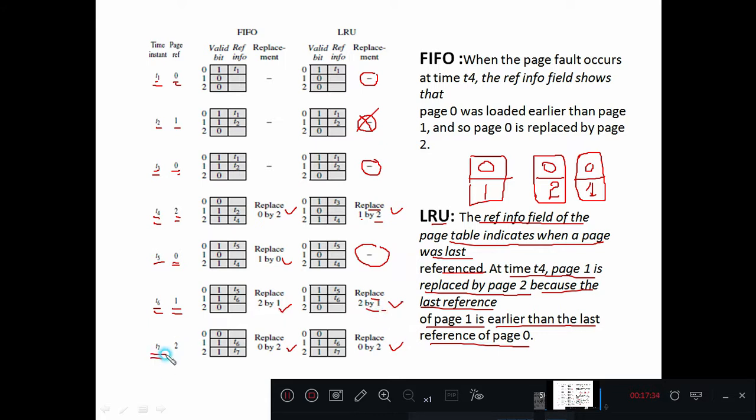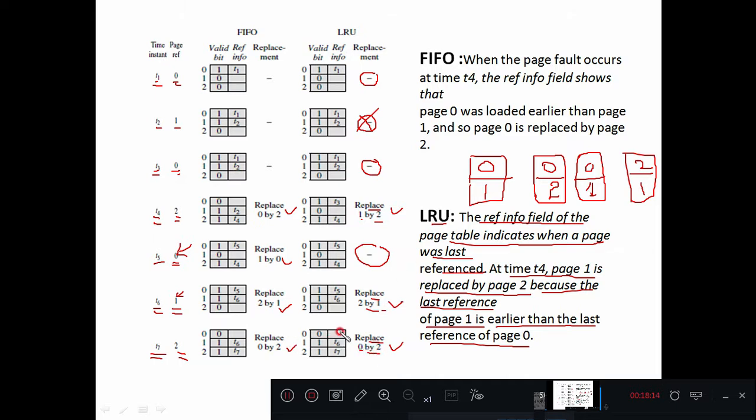Next at t7, again we are referencing page number 2, but page number 2 is not there in the main memory, right? So which is the frequently used page here? The frequently used page is 1, right? Sorry, the less frequently used is 0. The more frequently used is 1 now, right? So now page 0 is going to be replaced by page 2. Replace 0 by 2, right?